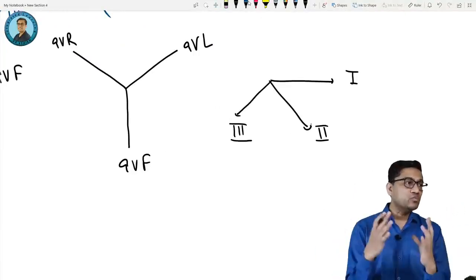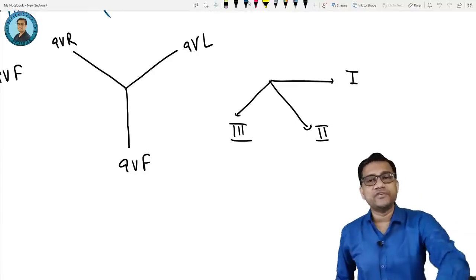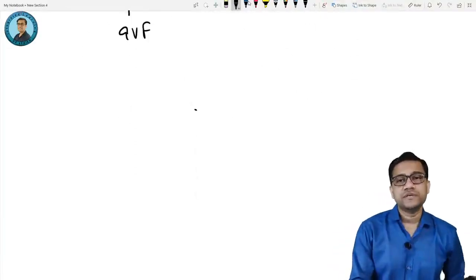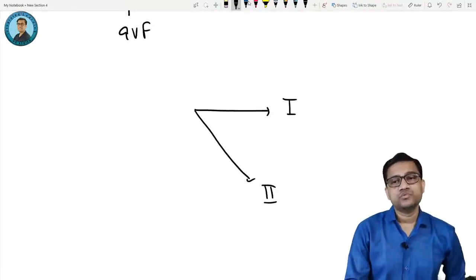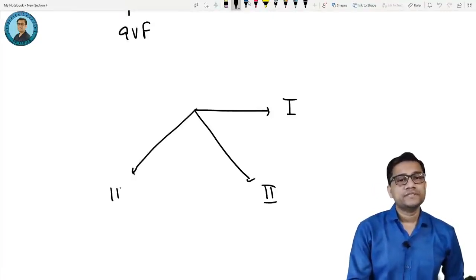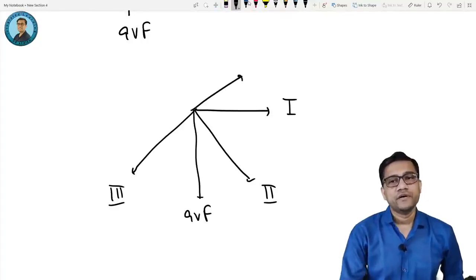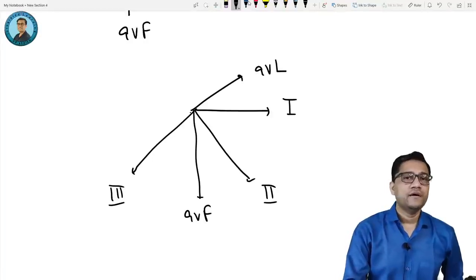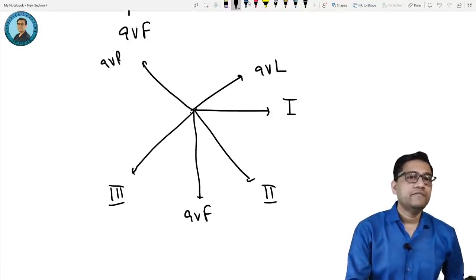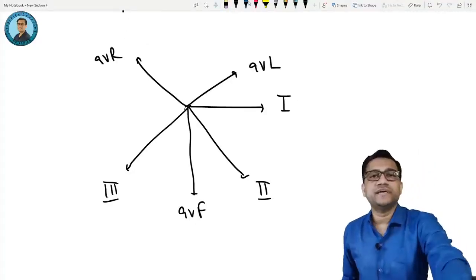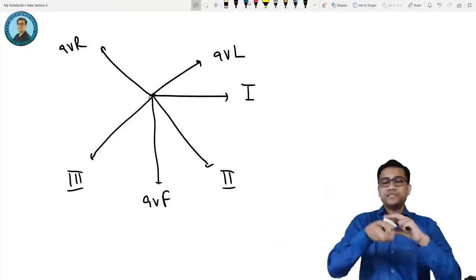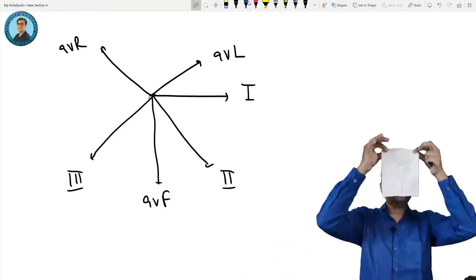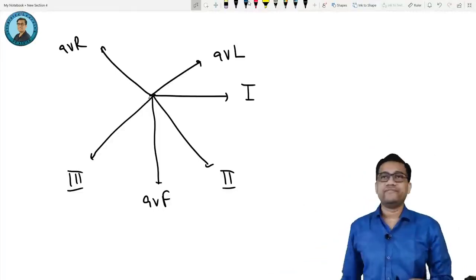And if you combine the two, what will you get? This is the final picture which you see often in the books. This is 1. This is 2. This is 3. This is AVF. AVL and this is AVR. So these are the 6 leads. Which plane is this? This is our vertical plane. Top, bottom, right, left. Done.